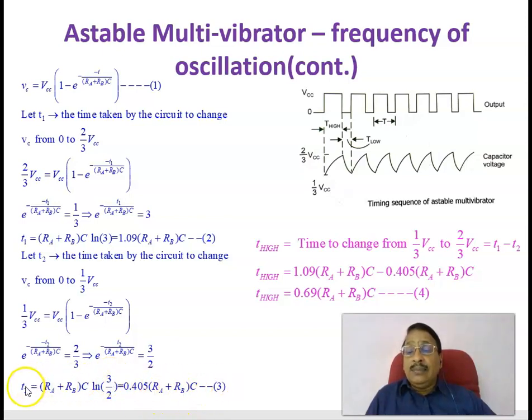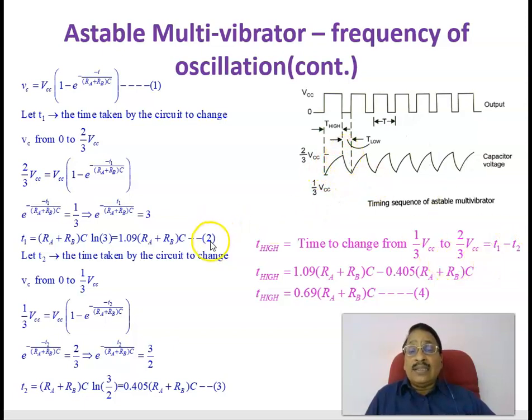Therefore, this is the time for changing the capacitor voltage from 0 to 1/3 VCC, and that was the time for the capacitor voltage to change from 0 to 2/3 VCC. Therefore, the time required for the capacitor voltage to change from 1/3 VCC to 2/3 VCC is the difference of these two. That is T high, the time to change the capacitor voltage from 1/3 VCC to 2/3 VCC.